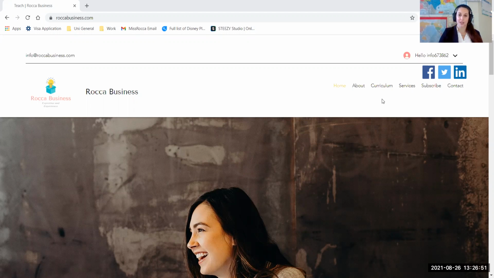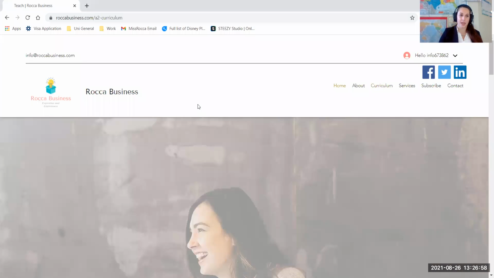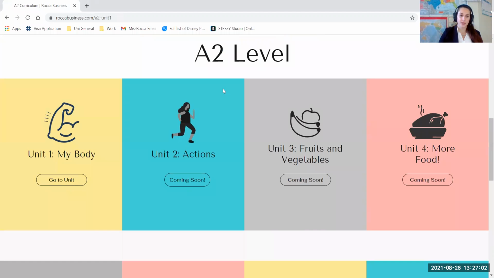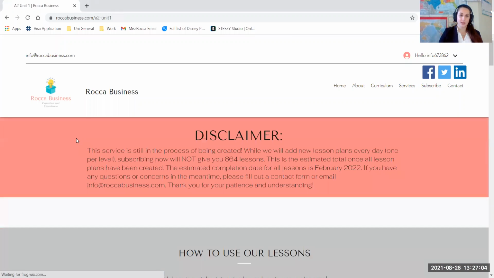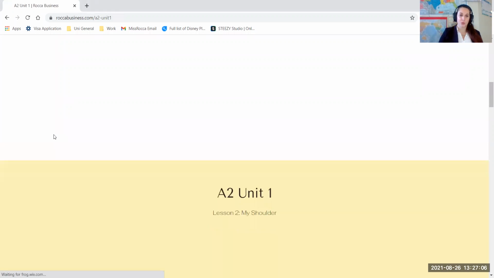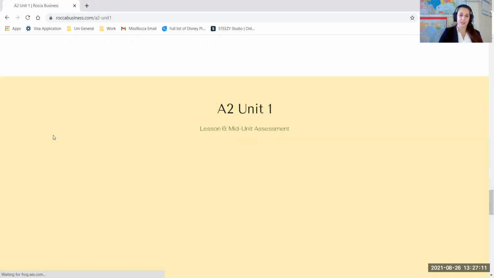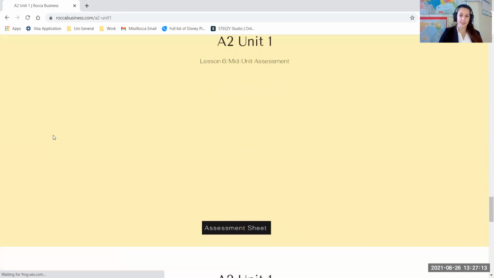In order to find the assessment sheets, you're going to go to whatever level you're teaching. So let's say A2 level. And then you're going to go into the unit. And then you're going to scroll down to the assessment lesson. The assessment lessons are always going to be lessons 6 and 12 in every single unit, no matter what level. And you see right underneath the lesson here is the assessment sheet.